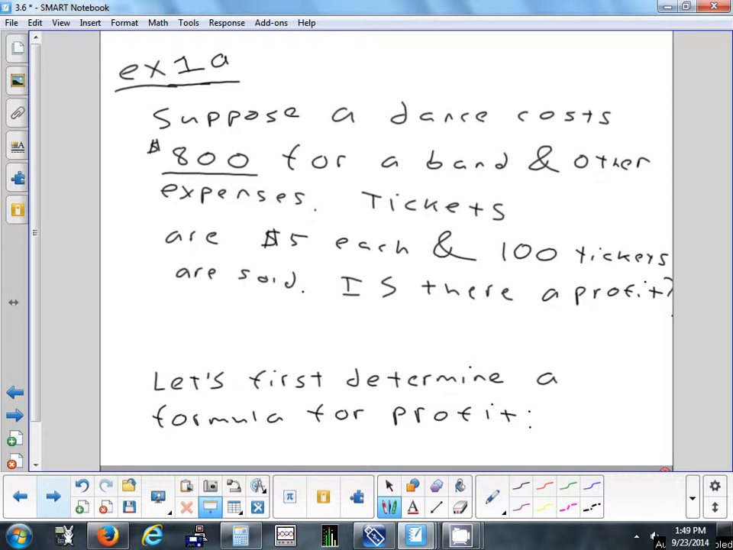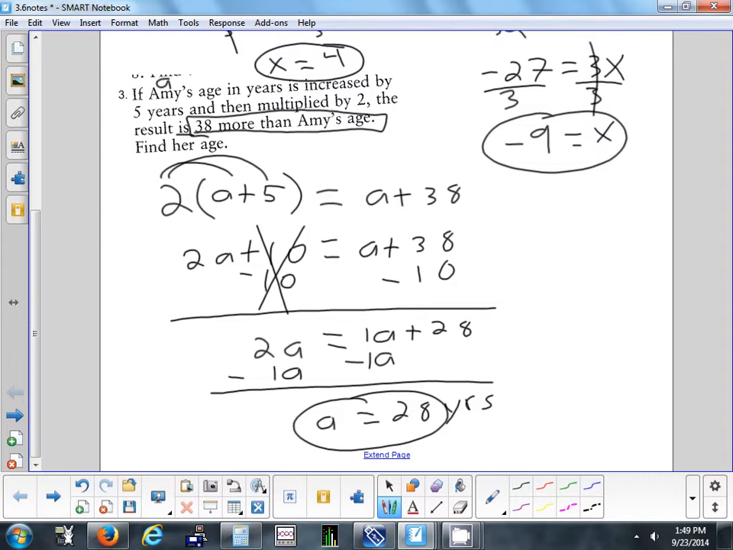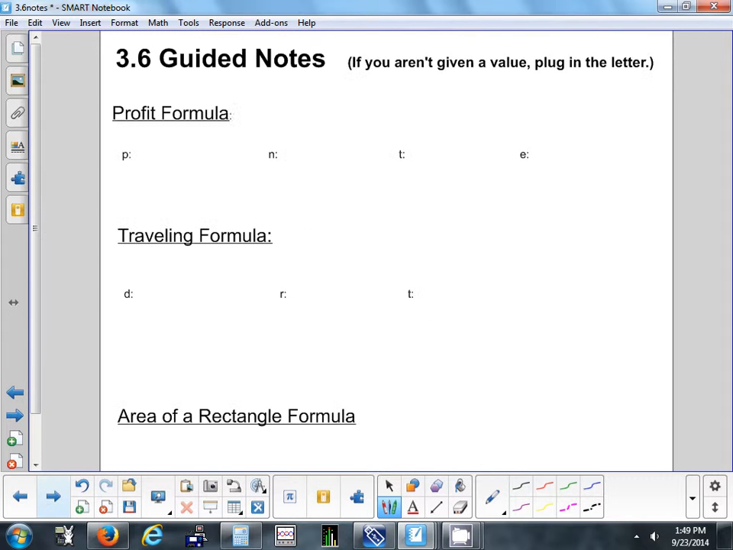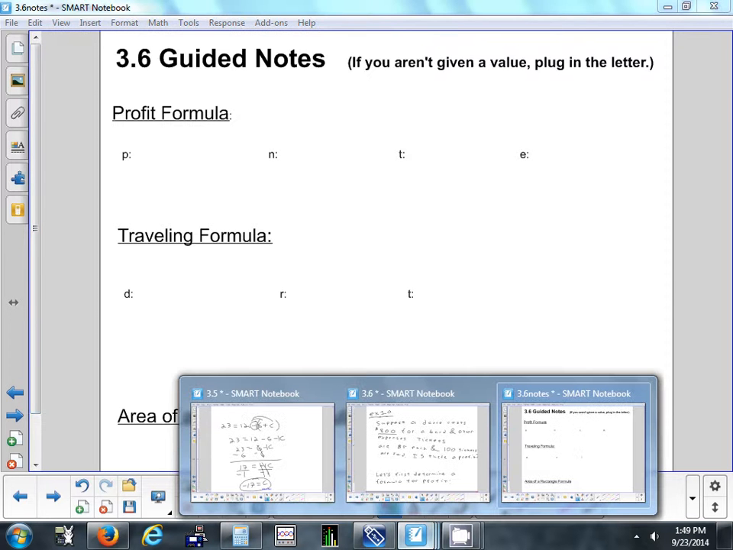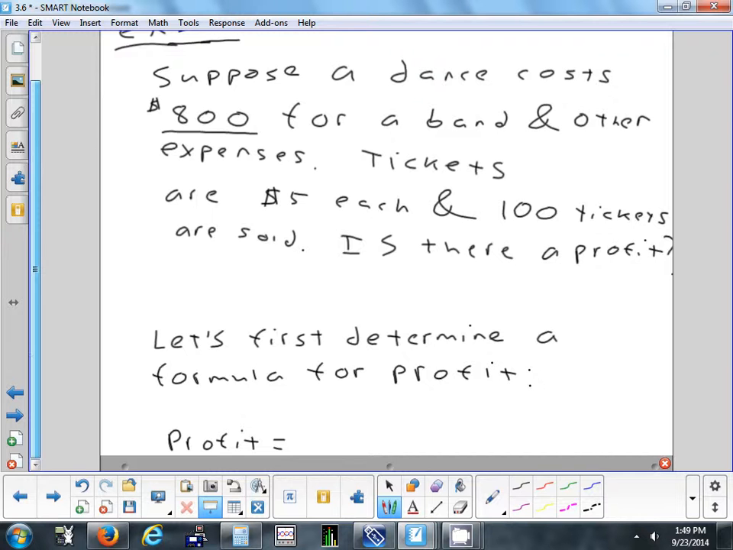First thing we need is a formula for profit. So on that sheet that Mr. Roy made for you, you've got some blanks there, so you can fill in what each of the letters is going to stand for. Let me show you what the equation is for profit. Anybody already know? Money. So let's look at it.